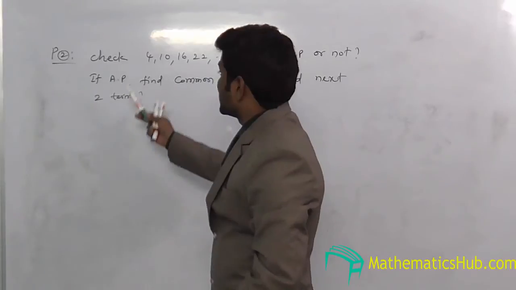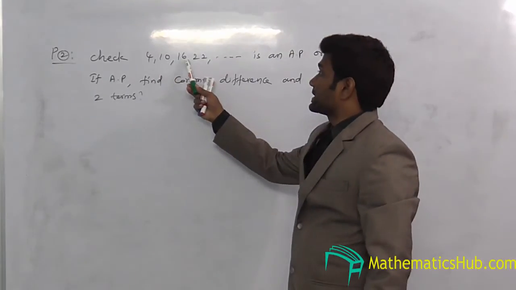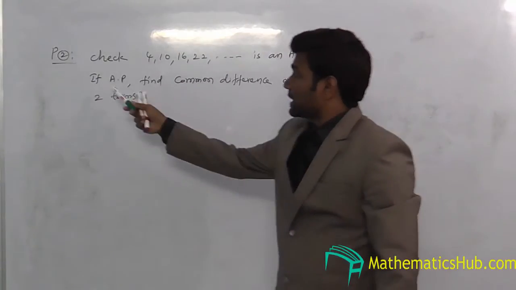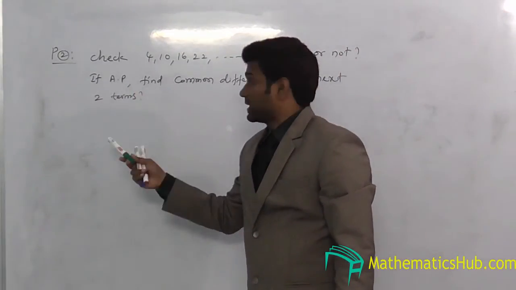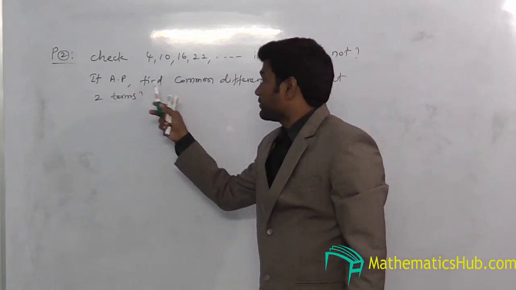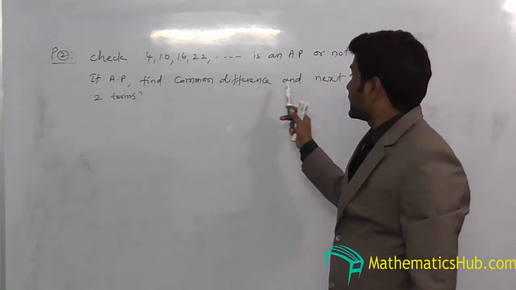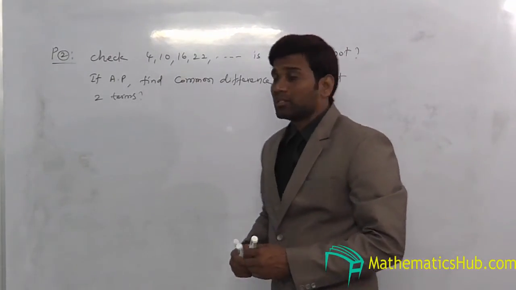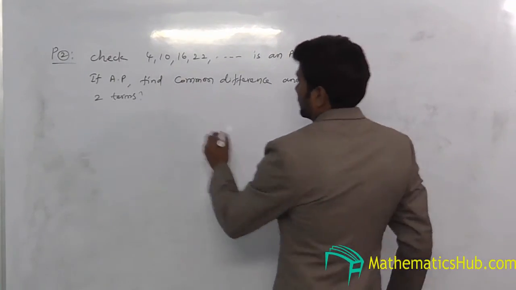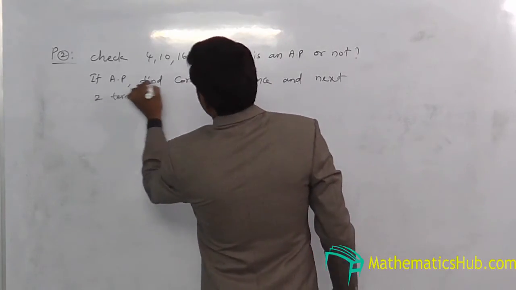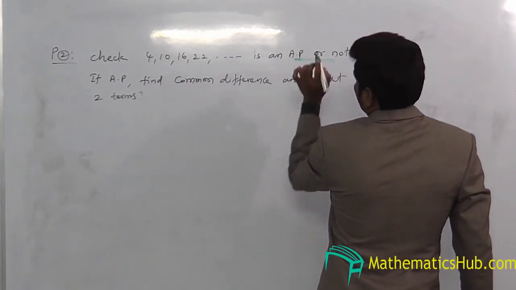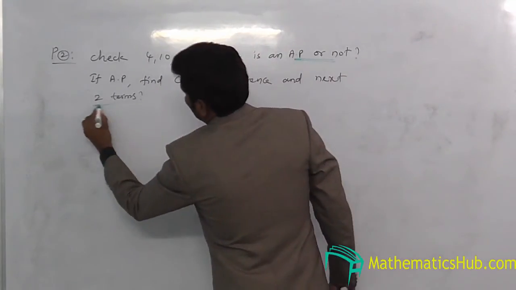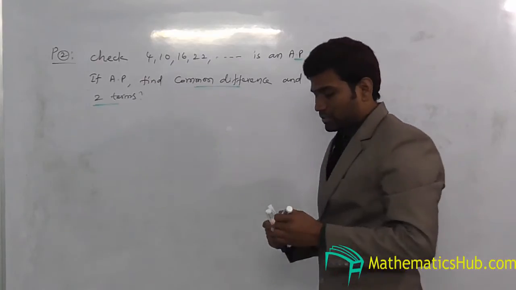Here the problem is: check whether 4, 10, 16, 22 and so on is an AP or not. If the sequence is in AP, find the common difference D and write the next 2 terms. So first we have to find whether it is in AP or not. If it is in AP, we have to find the common difference and then the next 2 terms.